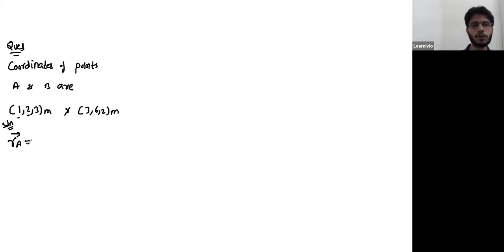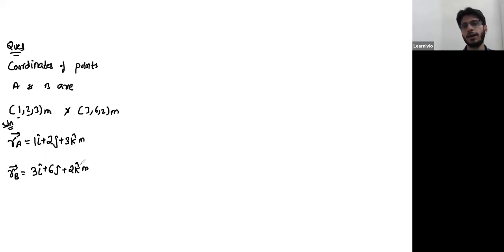So you can simply write your RA as 1 i cap, 2 j cap, 3 k cap meter. Similarly, you can write your RB as 3 i cap, 6 j cap, 2 k cap meter. This is RA and RB.